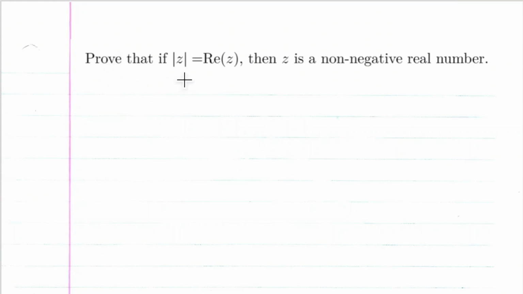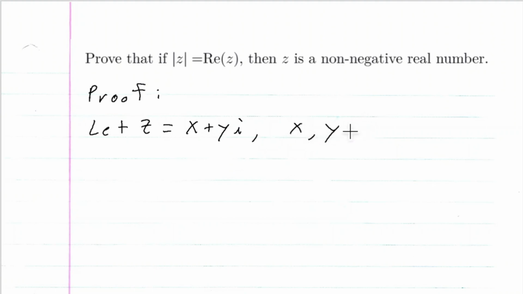Okay, so we're going to prove that if the modulus of z is equal to the real part of z, then z is a non-negative real number. Okay, so if we're talking about the modulus of z and the real part of z, we're going to let z be a complex number, right? So let z be equal to x plus yi, where x and y are real numbers.